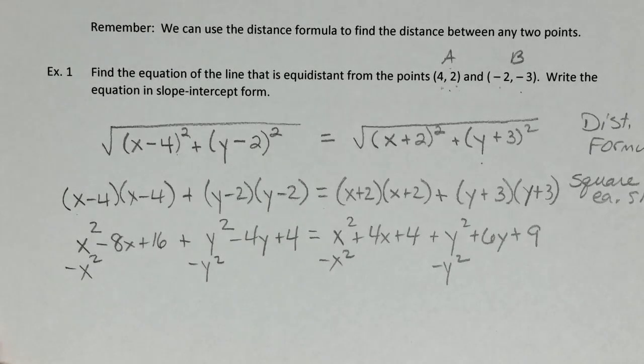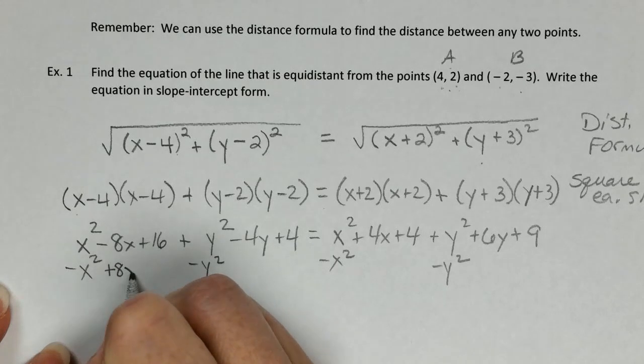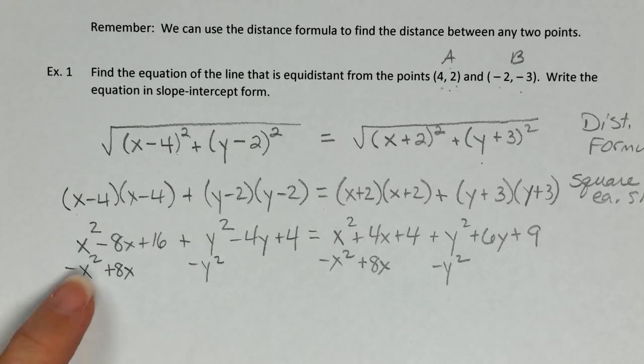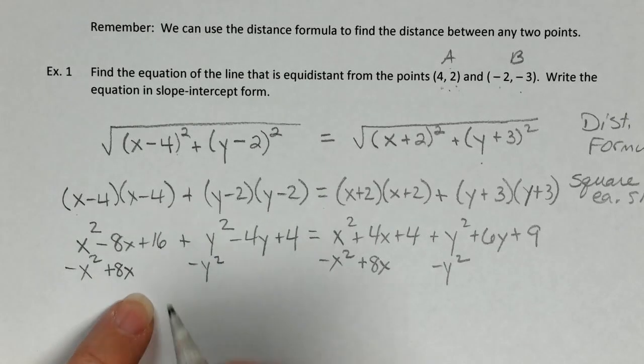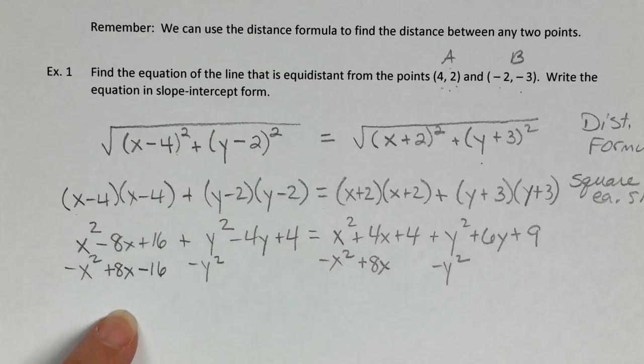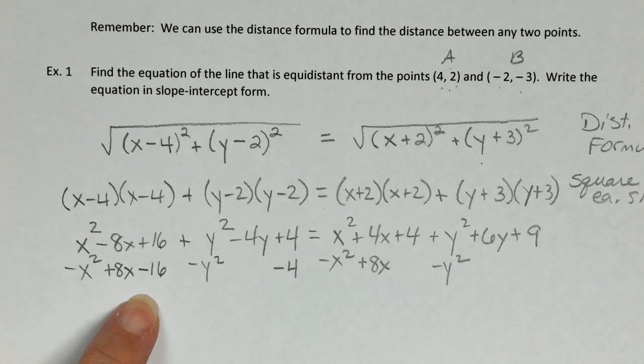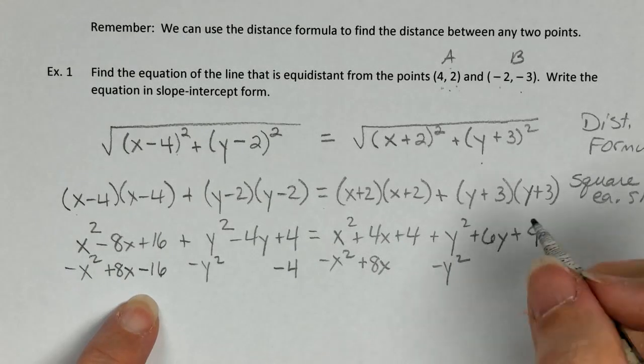And now, if we're going for slope-intercept form, y equals mx plus b, I need the y's all on one side and everything else on the other side. So at this point, I'm going to start doing that. Move the x to the right side. It'll cancel over here. I need the constant on the other side as well. So minus 16, but also minus 4. So I'm subtracting 20 from both sides.